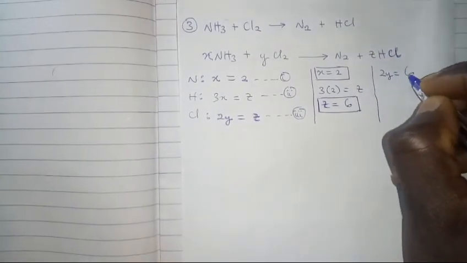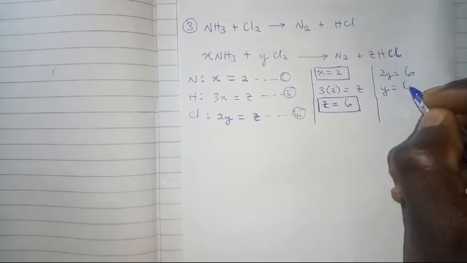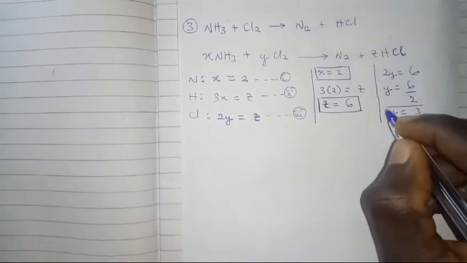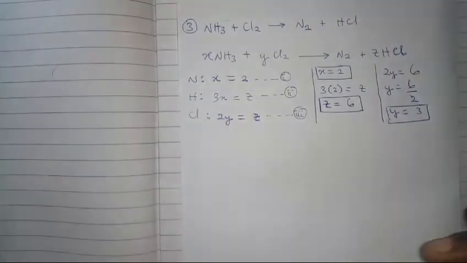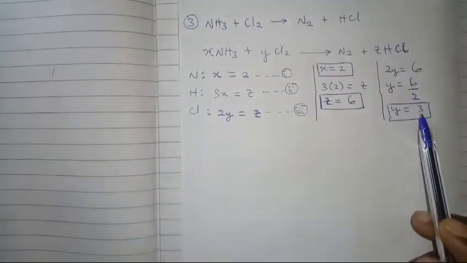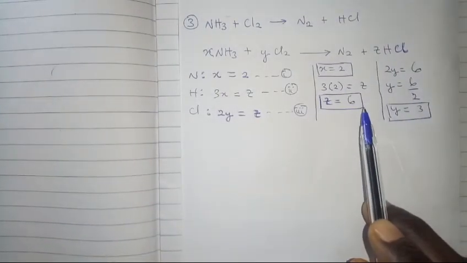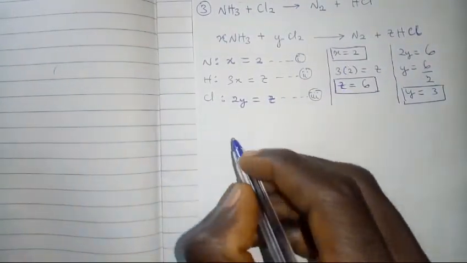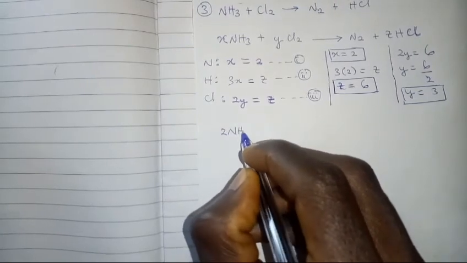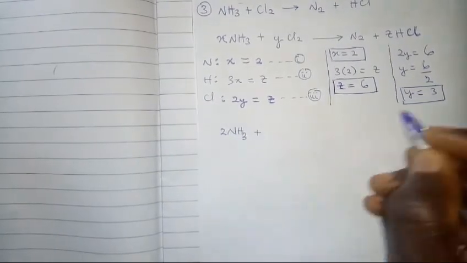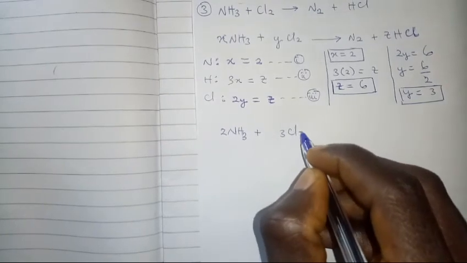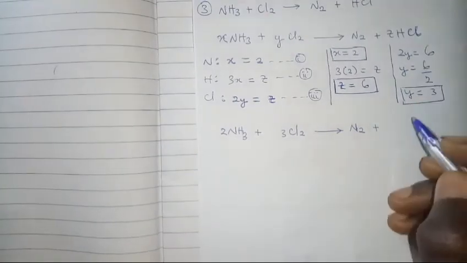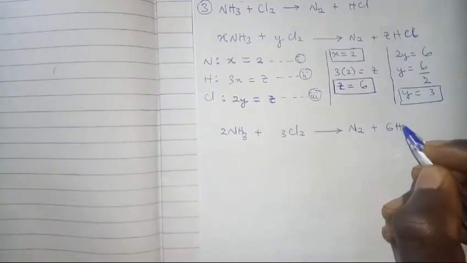So we now have 2Y is equal to 6. And therefore Y is equal to 6 divided by 2. So Y is equal to 3. So from here you can see that we have found what our X is, what our Y is, and what our Z is going to be. So let's place that in front of those places where those letters were. For X, we have 2 there. So that's 2 moles of ammonia. And then for Y, we have 3. So that is 3 moles of the chlorine molecule. Then we have the nitrogen molecule there. Then for hydrogen chloride, we have 6 moles of hydrogen chloride.